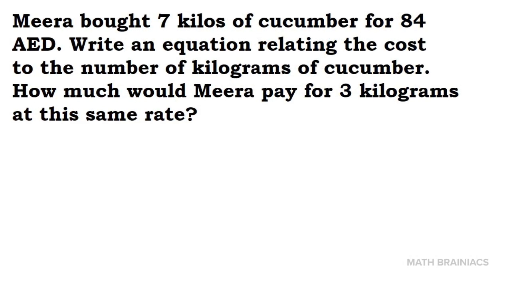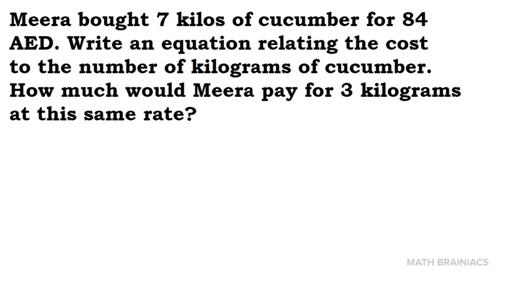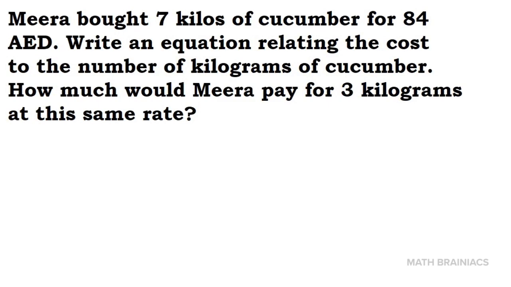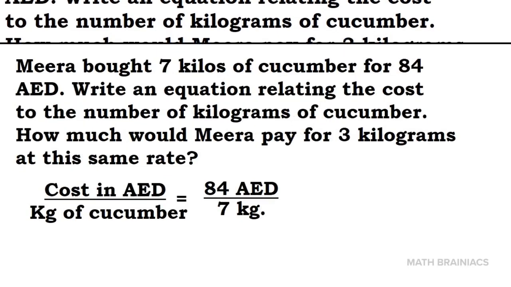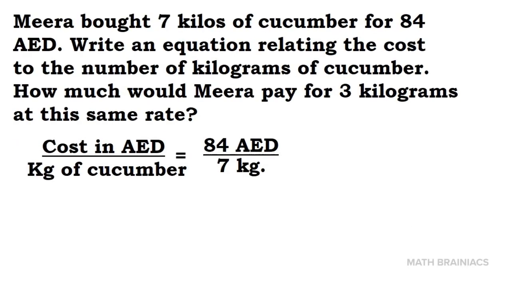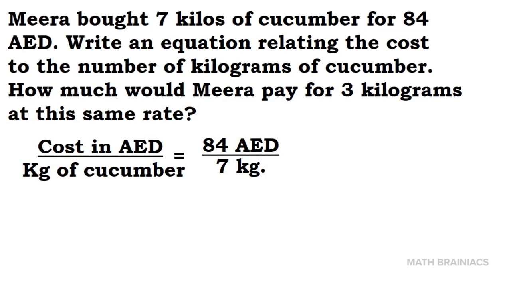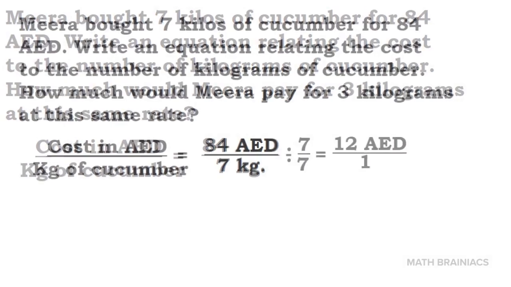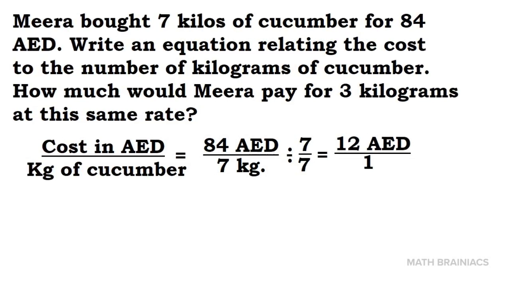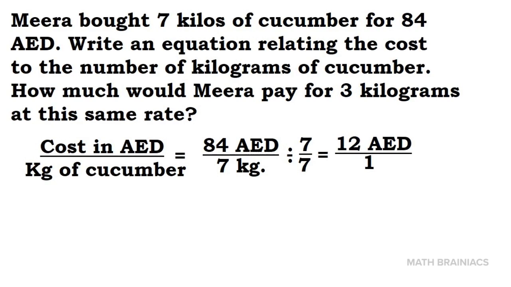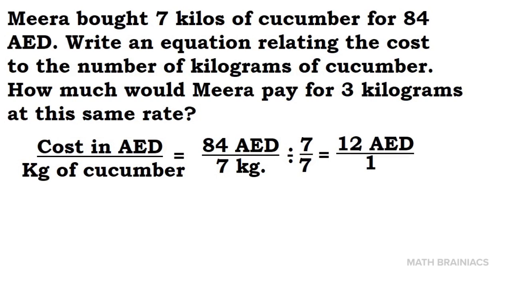Mira bought 7 kilos of cucumber for 84 dirhams. Write an equation relating the cost to the number of kilograms of cucumber. How much would Mira pay for 3 kilograms at this same rate? We can write the ratio of the cost in dirhams per kilogram of cucumber, which will give us 84 dirhams over 7 kilograms. 84 and 7 has a common factor of 7. Hence, we can divide 84 by 7 and 7 by 7, which will give us 12 dirhams per 1 kilogram of cucumber.